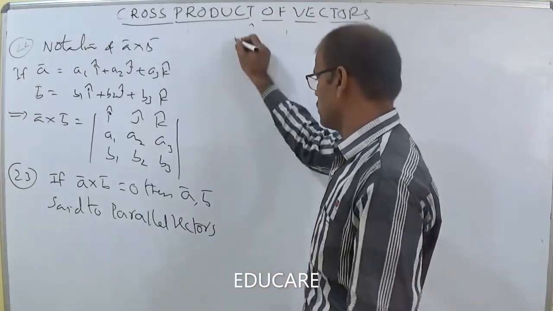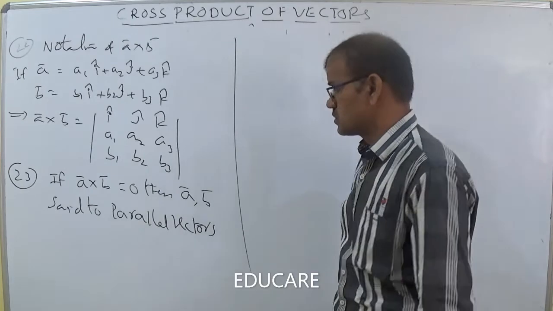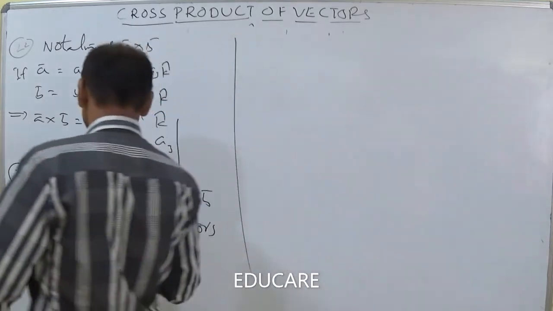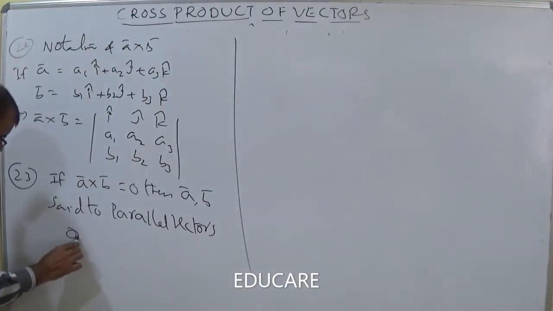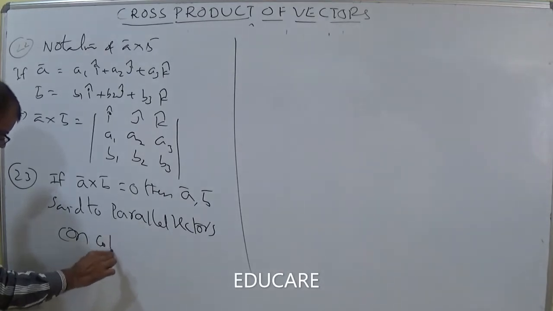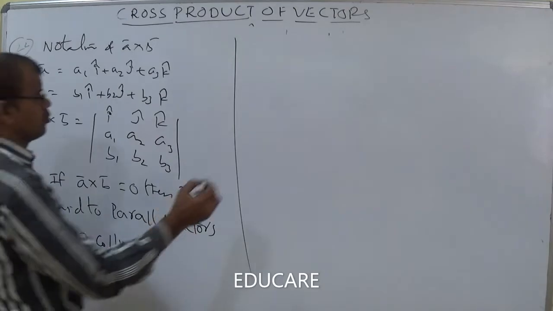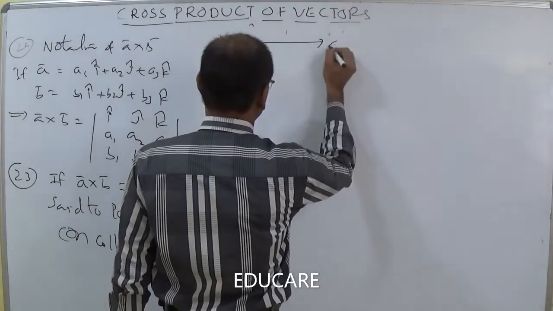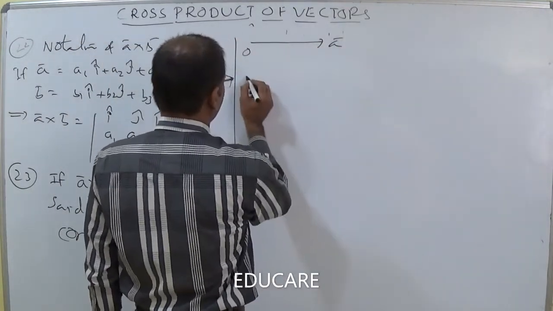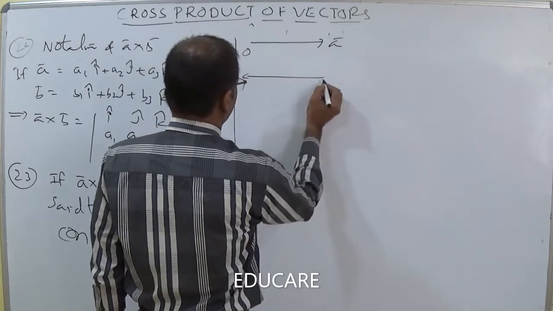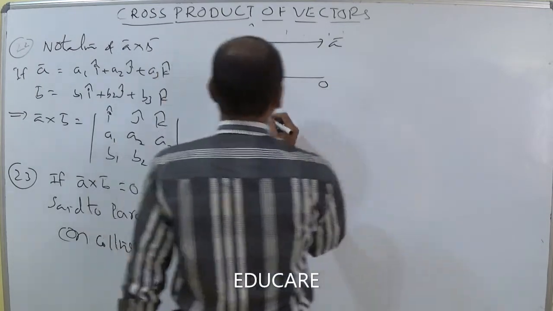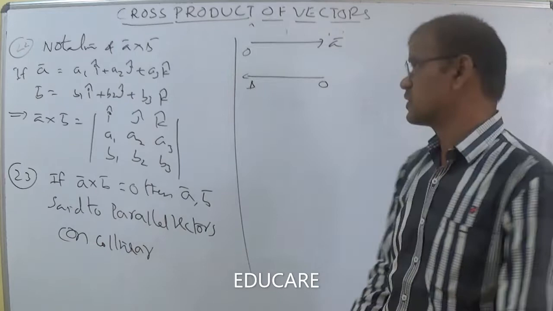If A bar cross B bar is 0, then the two vectors are said to be parallel vectors, or collinear also you can write. Why? Because there is no angle between the two vectors. Let it be vector OA and let it be vector OB. You take negative direction or positive direction, no problem.